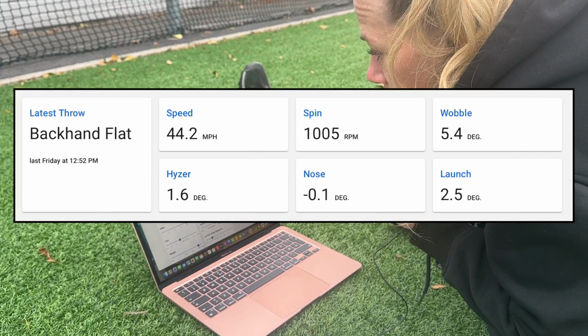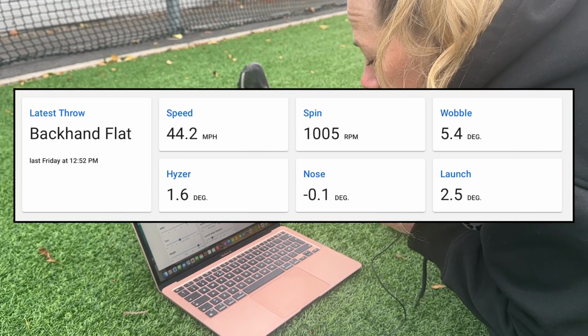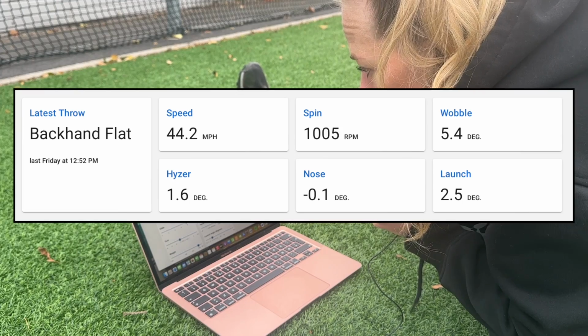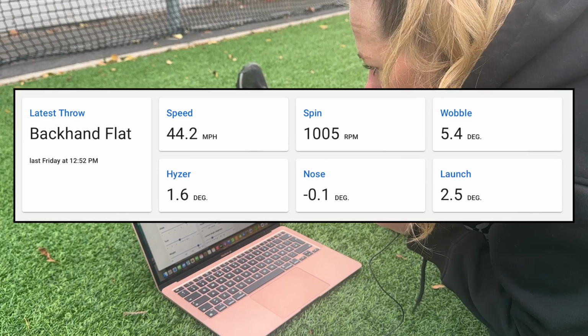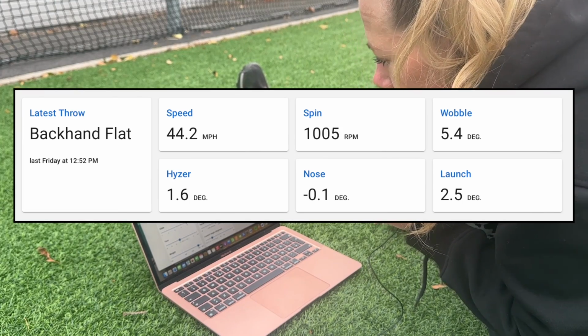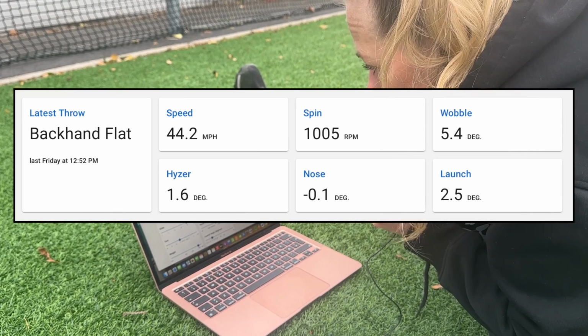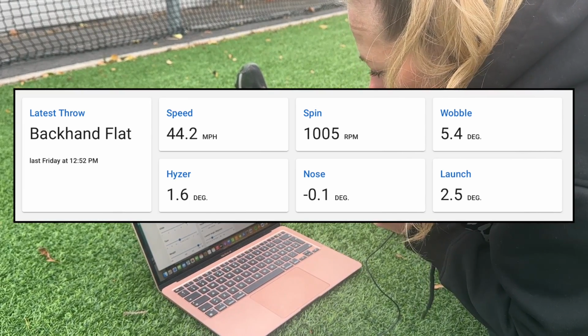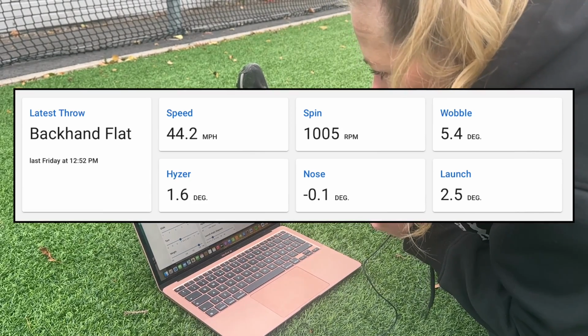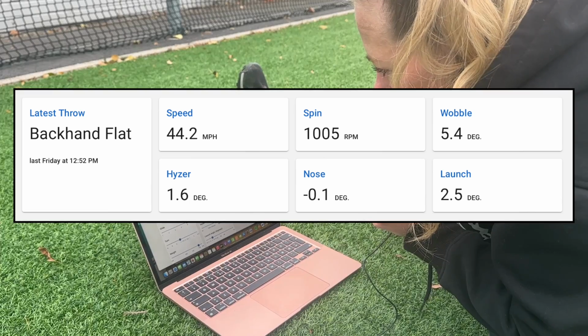And here it is. My speed is 44.2, spin is 1005, wobble 5.4, hyzer 1.6, nose angle negative 0.1, and launch angle 2.5. And you might wonder what all these numbers are, but do not worry, I'm going to explain them all to you.